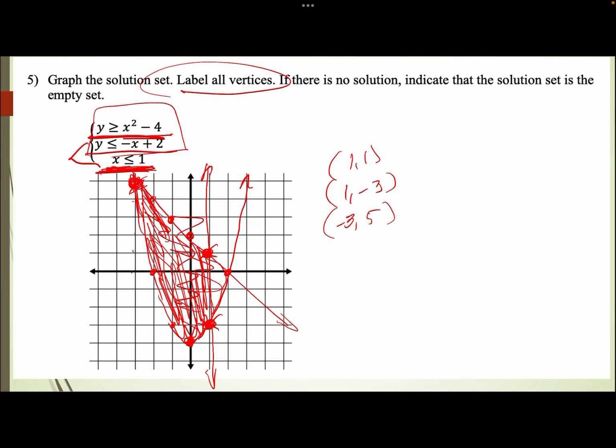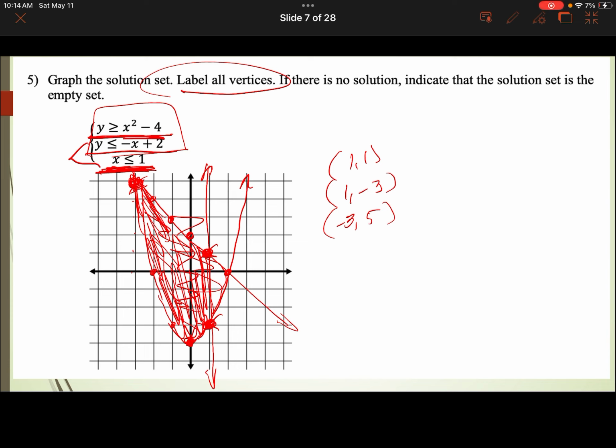So it has to work for these 2. Well, if I put -3 in here, I get 9 minus 4, which is 5. And if I put -3 in here, I get 3 plus 2, which is 5. So there's my 3 vertices.